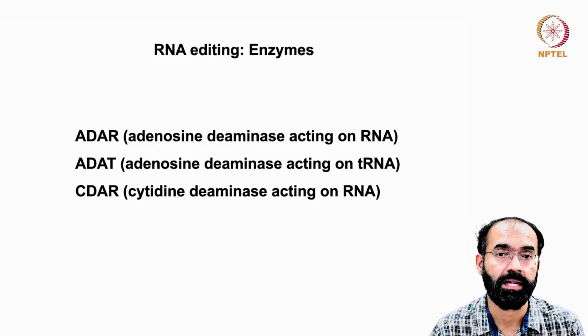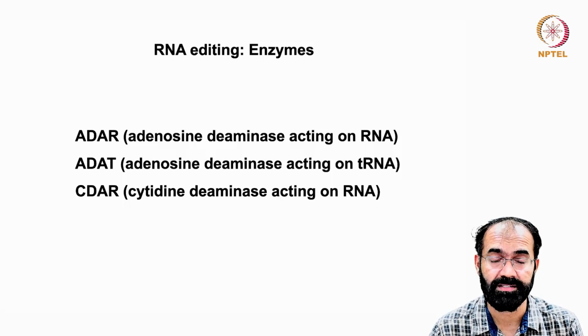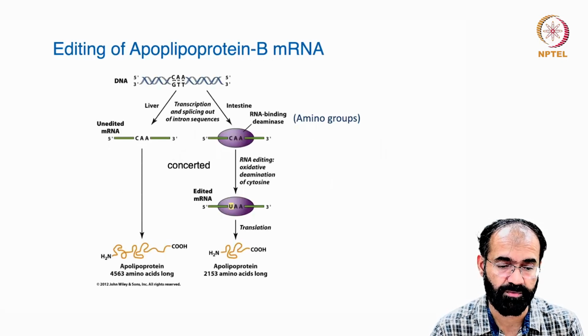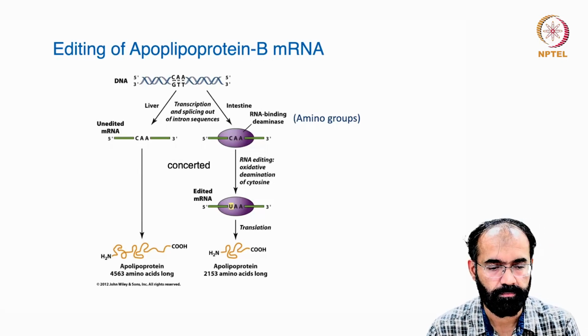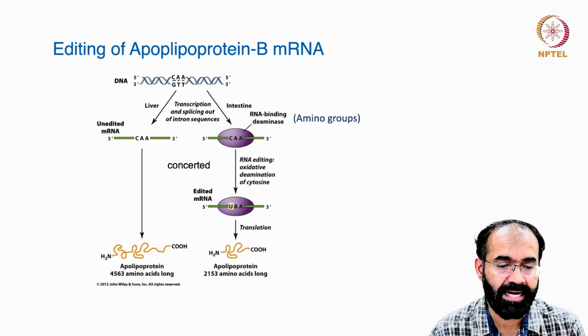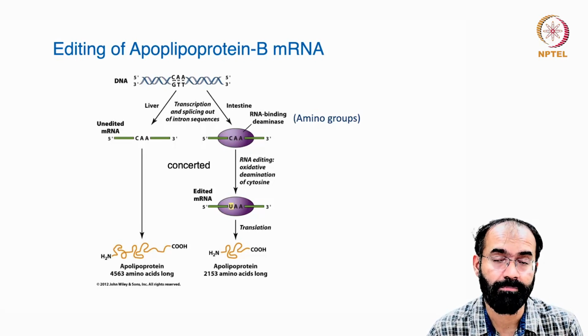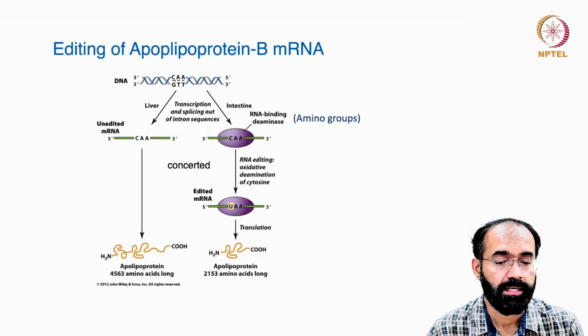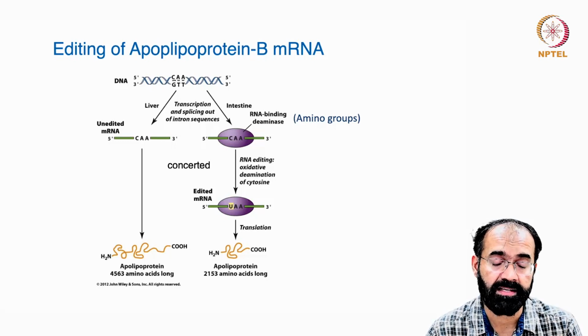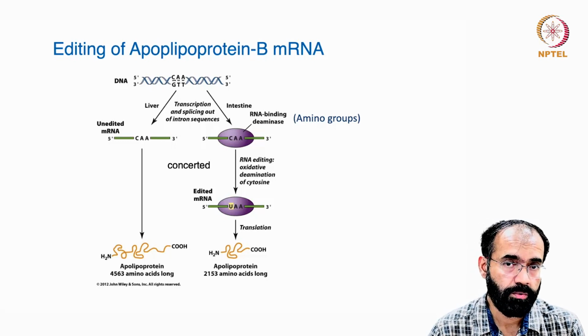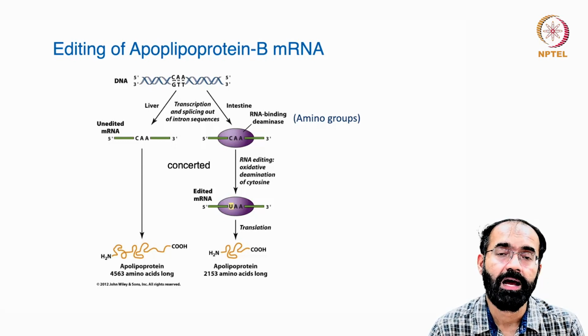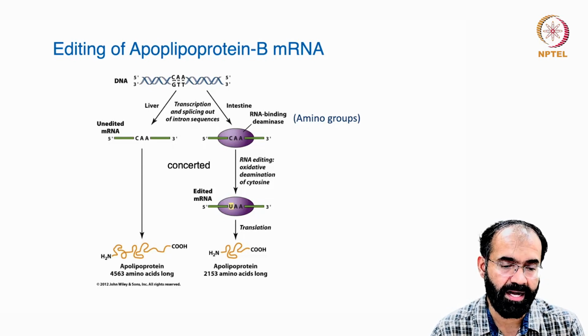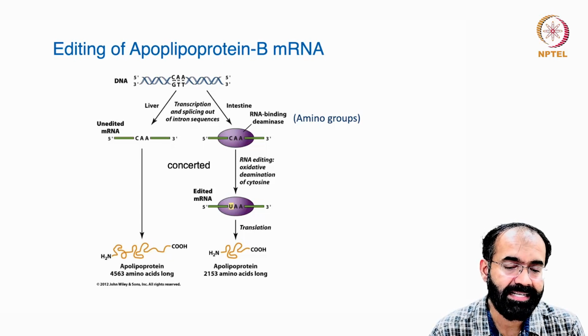Let us see some real-time example of this RNA editing. What is the significance? What is the importance? This example is editing of Apolipoprotein-B mRNA. And we can see two different tissues. One is liver and another is intestine. So the gene in question is Apolipoprotein-B. So in liver it is unedited.